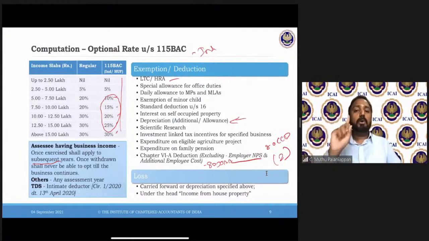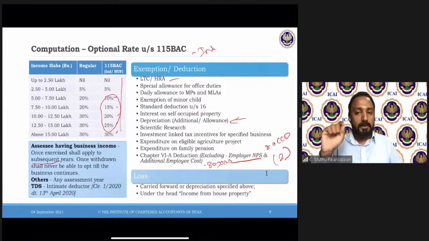But if you have a business income, it is a one-time option. Once you have taken, you have to follow it for the regular years. In case you are coming out of this option, then you lose the option of taking it again in the future years. So that is with respect to if you have a business income.